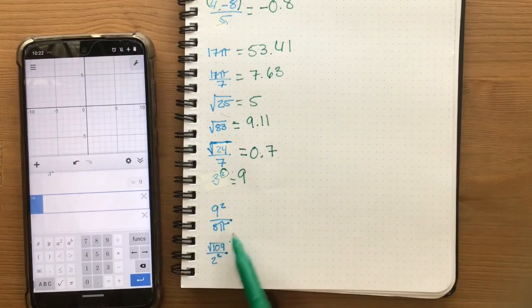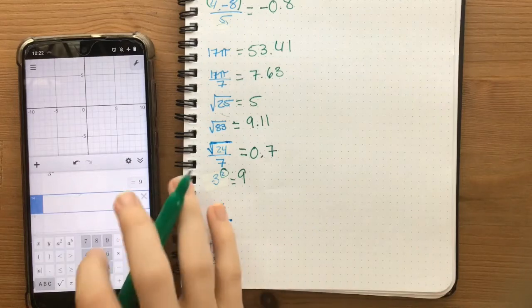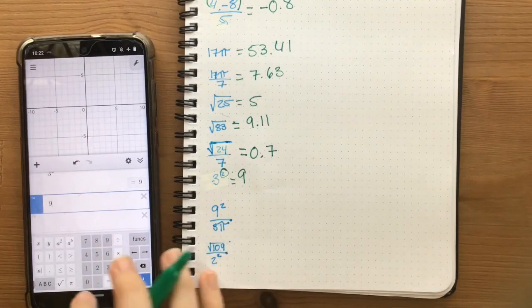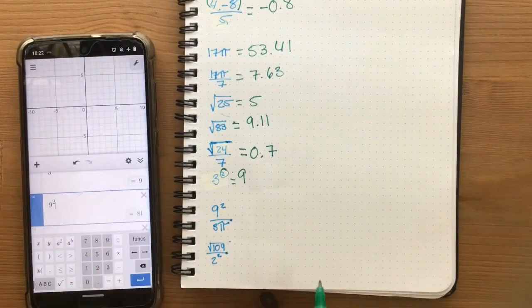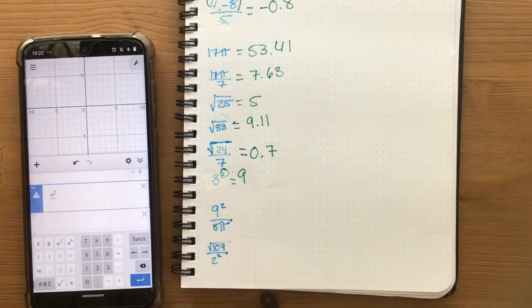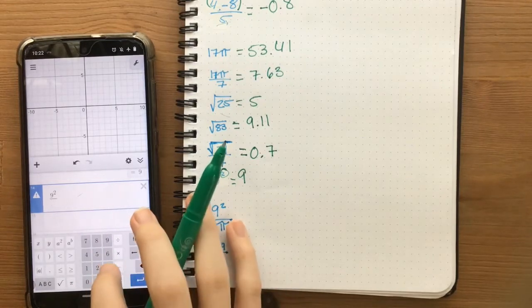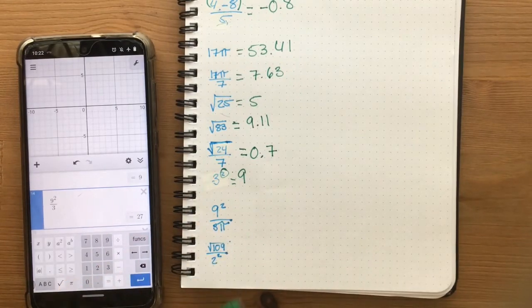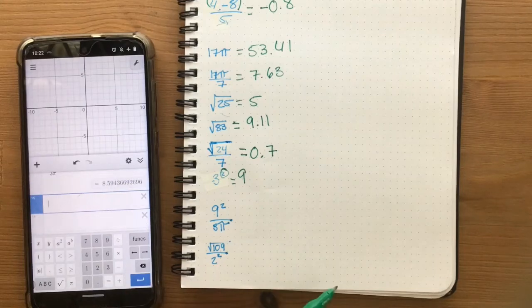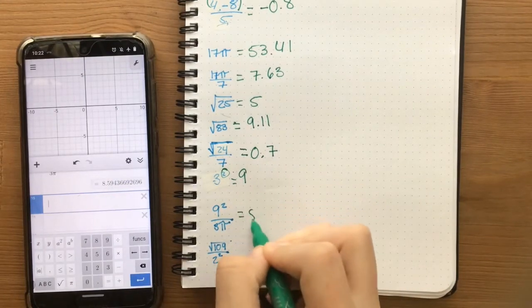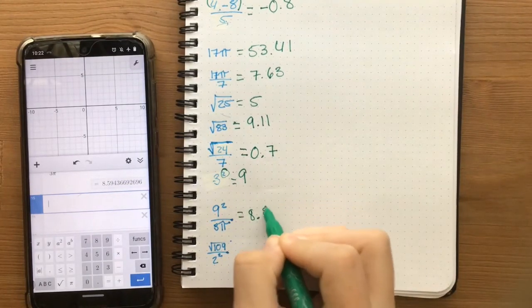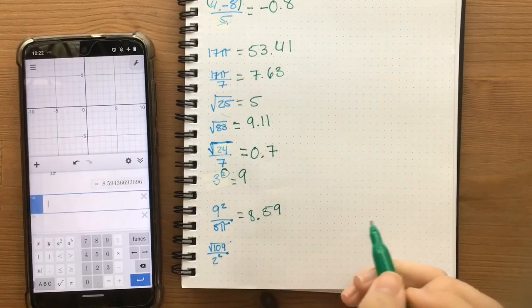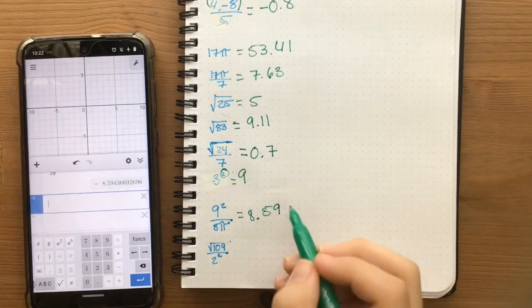Okay, once again, using the squared, I'm mixing a few things together. 9, and then I'm going to use that squared button again, 9 squared, divided by, and that divided the correct way, so that's good, 3, and then I'm using that pi button right there. Okay, 8.59, 4 is not bigger than 5, so I'm just going to keep it like it is.